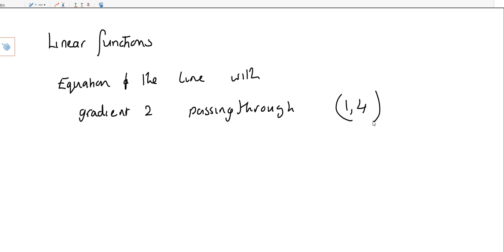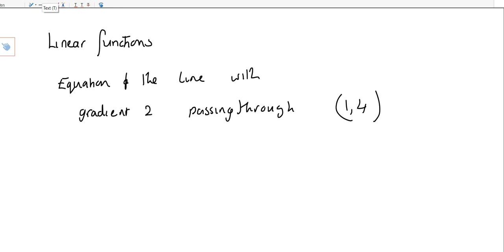Infinite. I want an equation. There is only one line that has a gradient of 2 and passes through (1, 4). There's an infinite number of lines with a gradient of 2, and there are an infinite number of lines that go through (1, 4). But there's only one line that goes through (1, 4) with a gradient of 2. Okay? So no one's sure how to do that. That's fine. That's what we need to know.